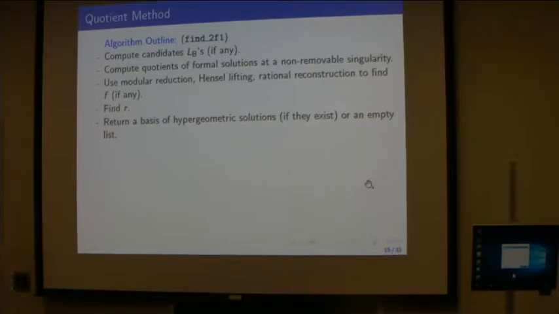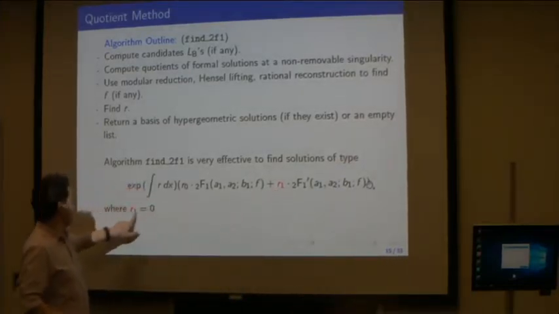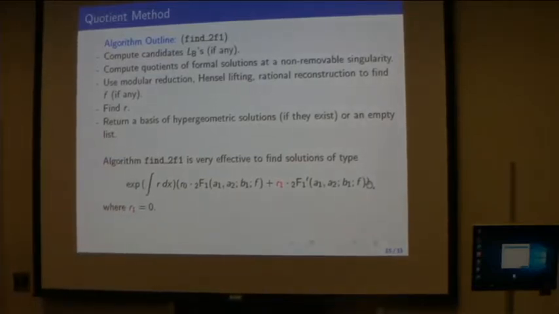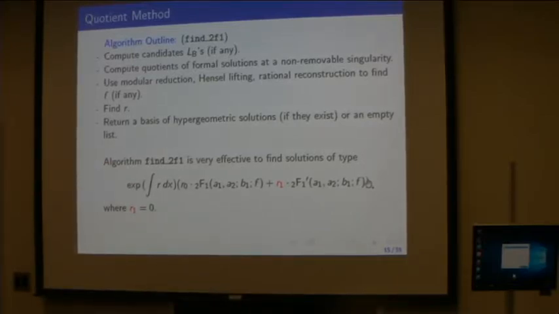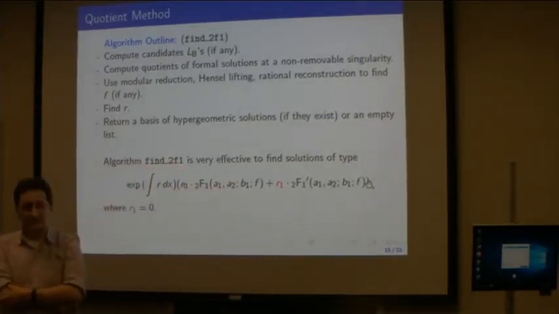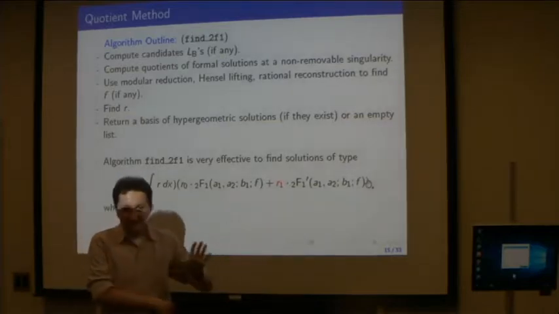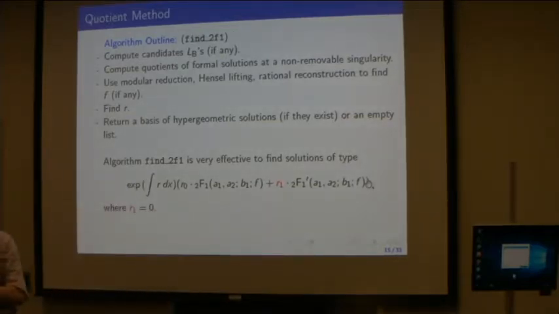But this algorithm solves the special case. We are trying to find hypergeometric solutions of this type, where these are rational numbers. If R1 is 0, then this algorithm is very effective and it can find the solutions. If the algorithm returns an empty list, what does it mean? It doesn't mean there isn't a hypergeometric solution. Maybe R1 is not equal to 0. But does it mean that there is no solution with R1 equal to 0? I am not going to say it guarantees, because we don't have a theorem on the prime numbers. Okay. Yes.